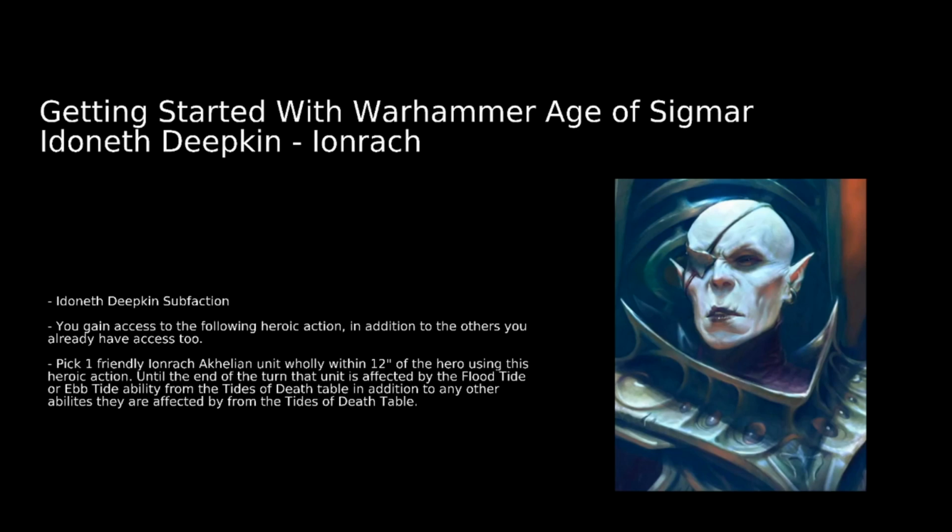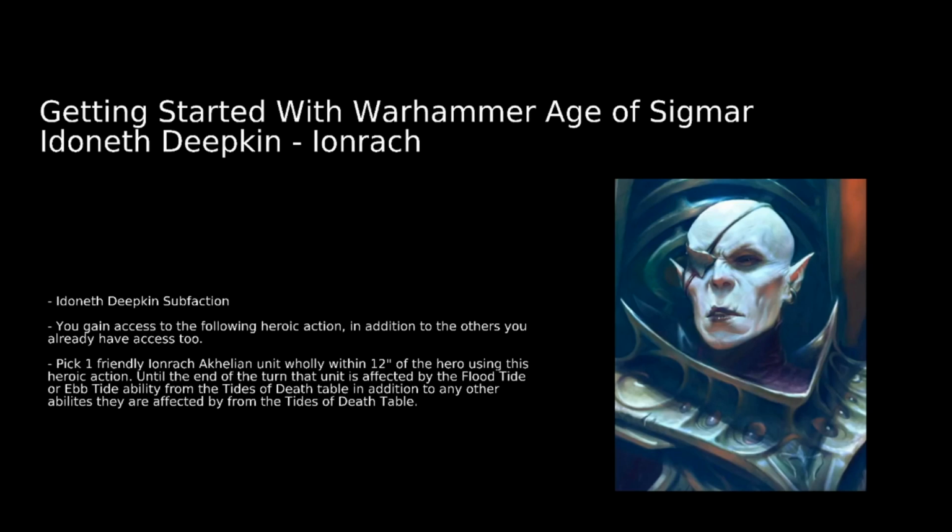First of all, this subfaction is found inside Battletome Idoneth Deepkin. Something to consider when taking this is all your named character variations, so there's Volturnus, Lotan, and Elthrain and the Soul Raid are all Ionrach keyworded, so they all get all the abilities from the Ionrach. Now, what exactly do we get from that subfaction?